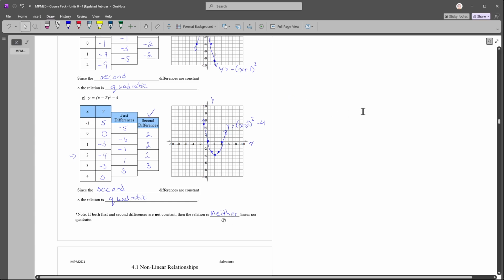So we're going to stop there, and on the next topic, we're going to look at properties of quadratic relations. This will be a little bit more interesting, I think.